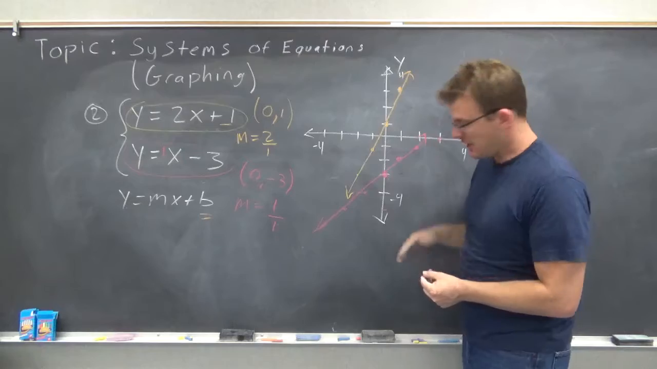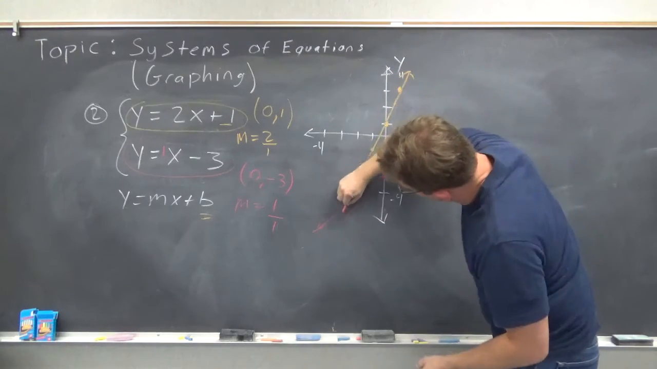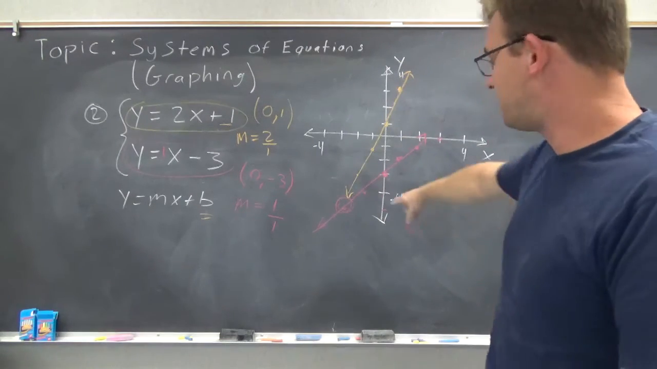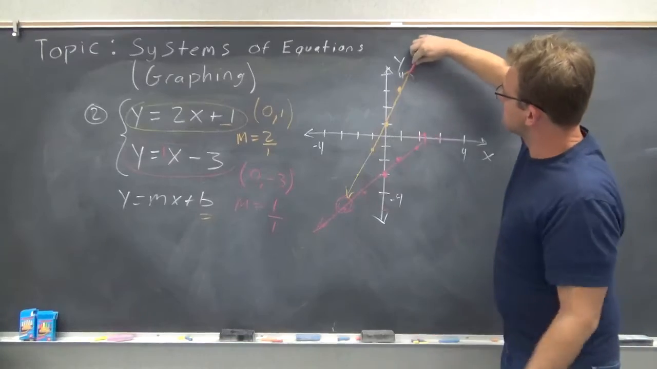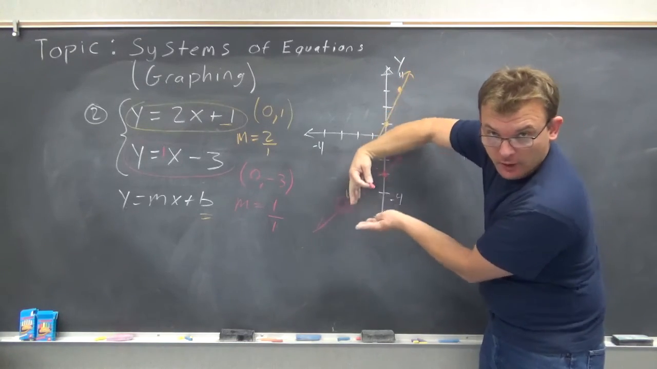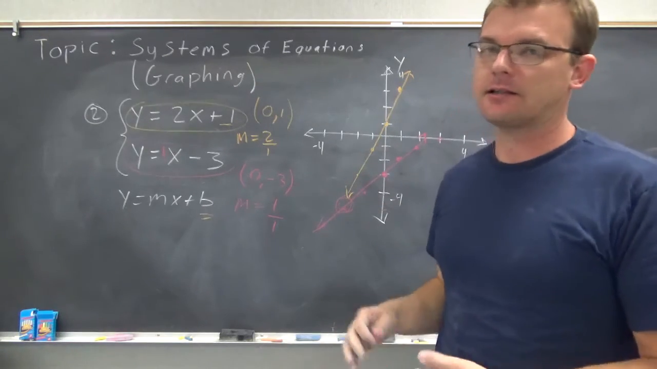If this line continues, these two lines should come in contact right here. So that's the point of intersection. This line is continuous, this line is continuous, but you see how they're narrowing in? That's going to be your solution. That's why with graphing, you have to have some graph paper.